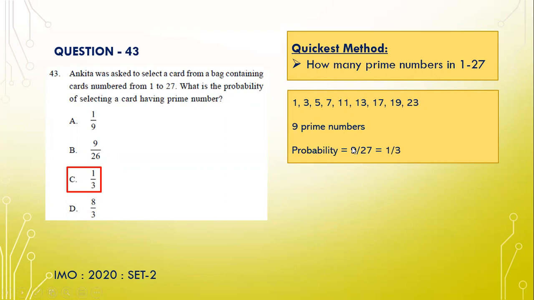So what is the probability? 9 upon 27. There are total 27 cards. 9 upon 27 is 1 upon 3. So probability is 1 upon 3.